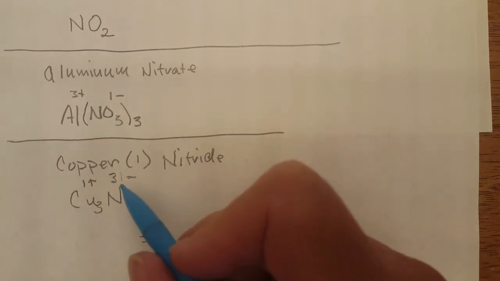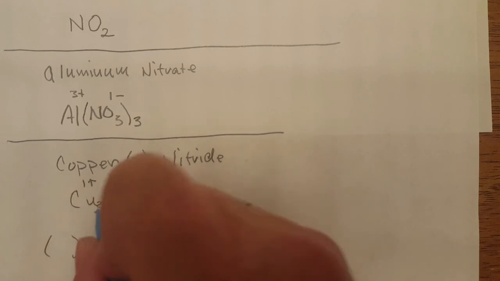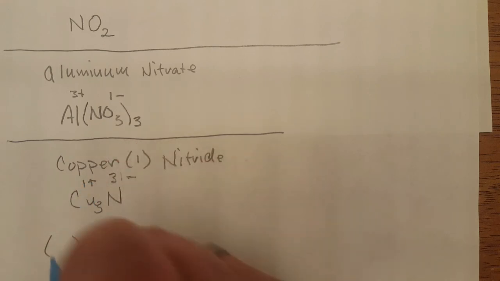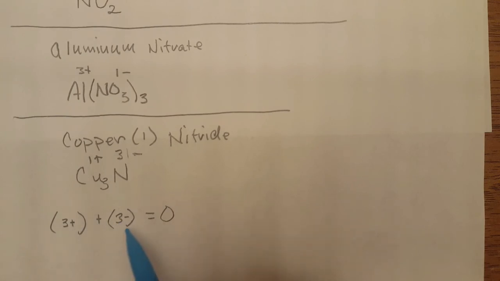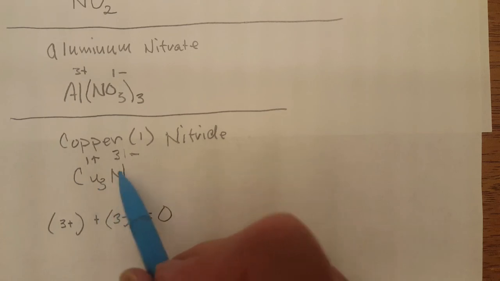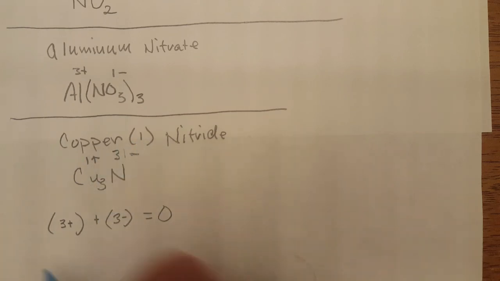See if that works. This is 3 negatives plus 3 times 1 positives. That's 3 positives. So that's 3 plus 3 minus equals 0. So this is the correct stoichiometry. Copper 3, nitrogen 1, copper 1 nitride.